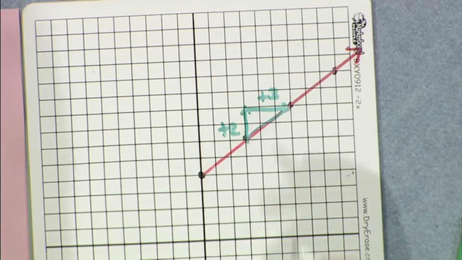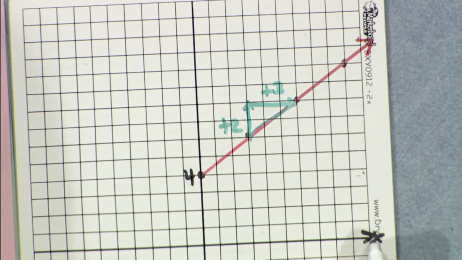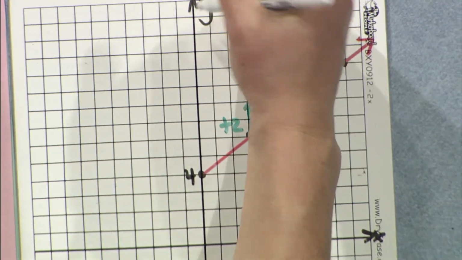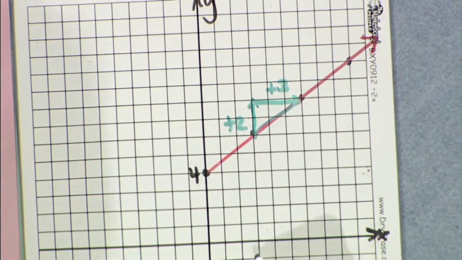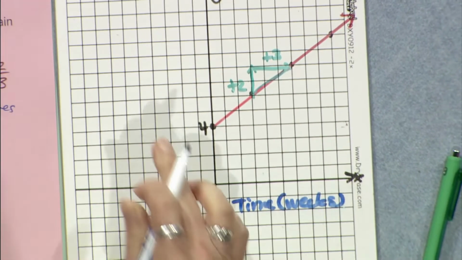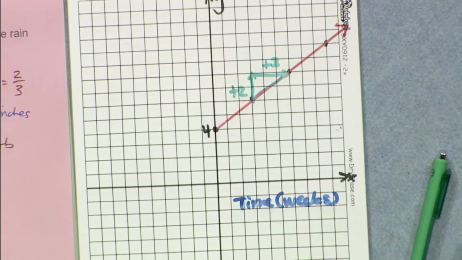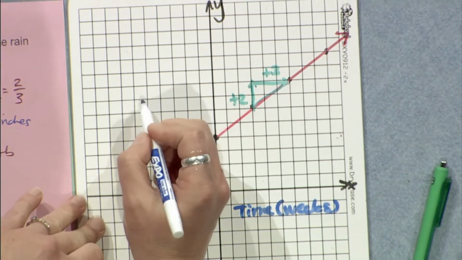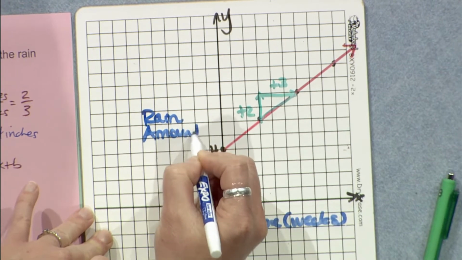Okay. So we're starting at 4, and we can label the axes: X, arrow up Y. And then what's my X? Weeks. Time in weeks. All right. And then what about this? This is inches of rain. So I think rain amount maybe? Rain amount, yes. That sounds good. Rain amount, and that's in inches.